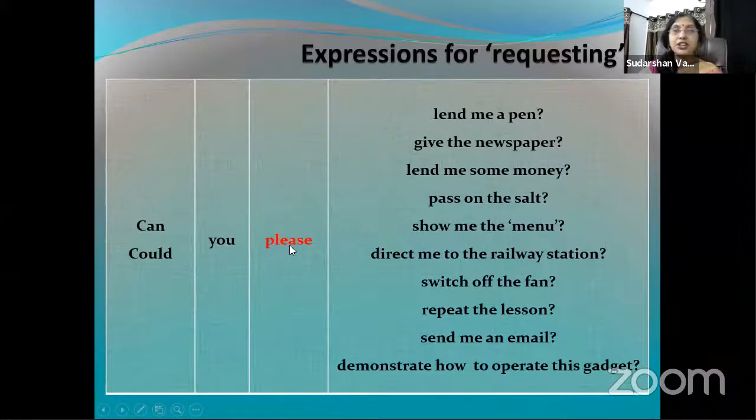This is a communication trick. Can you please lend me a pen? Can you please give me the newspaper?